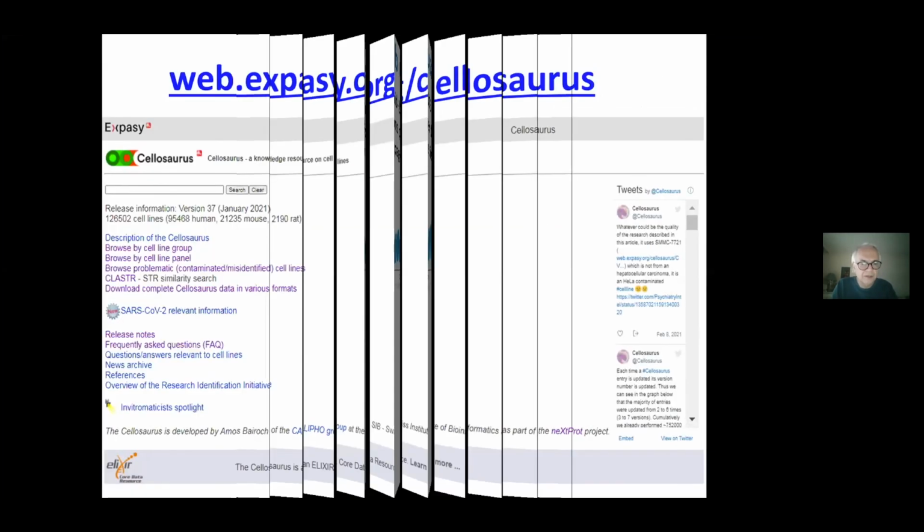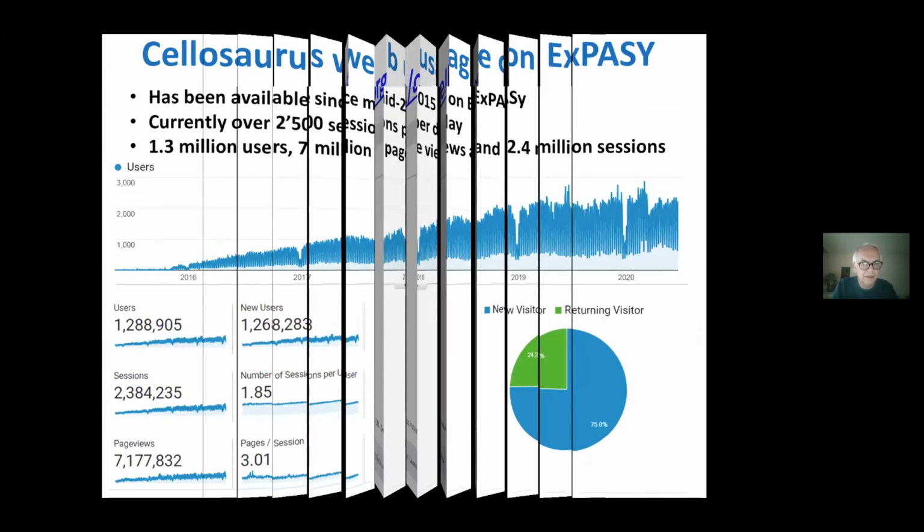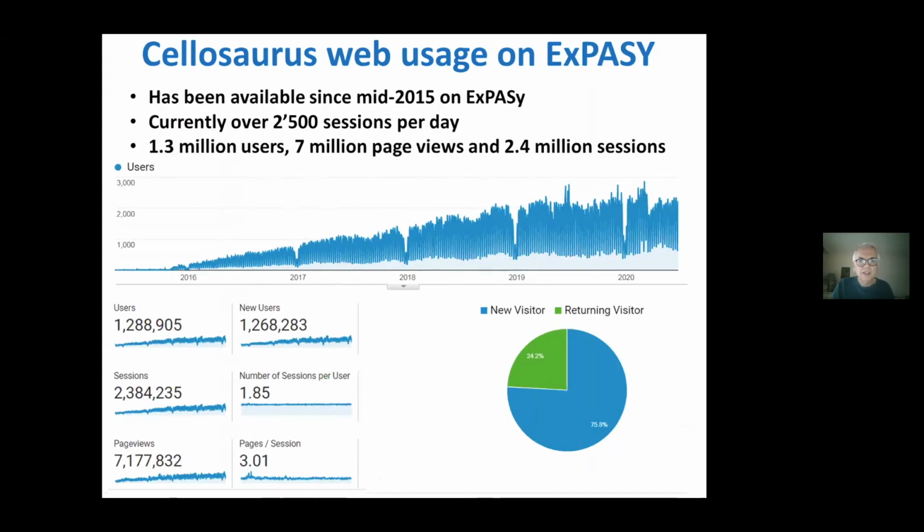which is to show the information you have for an entry. So if I go back to my slide, what's the homepage here? I told you already it's been available since mid-2015 on ExPASy. So it's now almost 2,500 up to 3,000 sessions per day. Already 7 million page views, 2.4 million sessions. So it's used quite a lot on the ExPASy server.